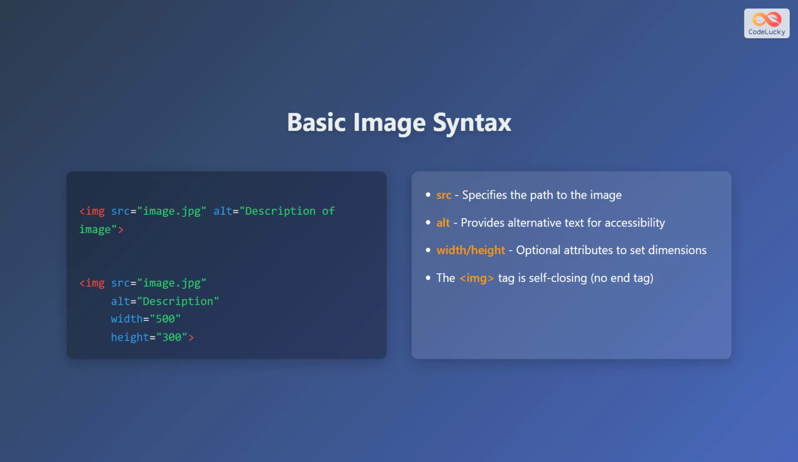The alt attribute is essential for accessibility. It provides alternative text that's displayed if the image fails to load or for users with screen readers. Additionally, you can use the width and height attributes to set the dimensions of the image in pixels. These are optional but recommended for controlling the layout. The code on the left shows examples of using the img tag with and without specifying width and height, and on the right is the explanation of the syntax.